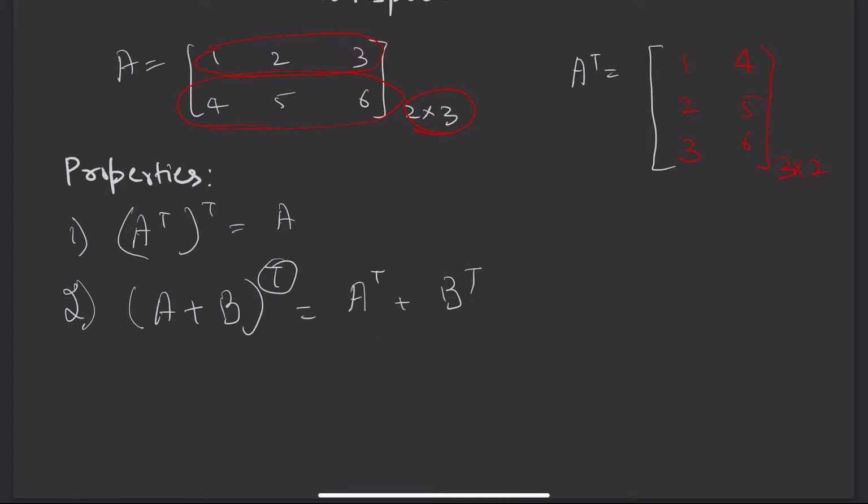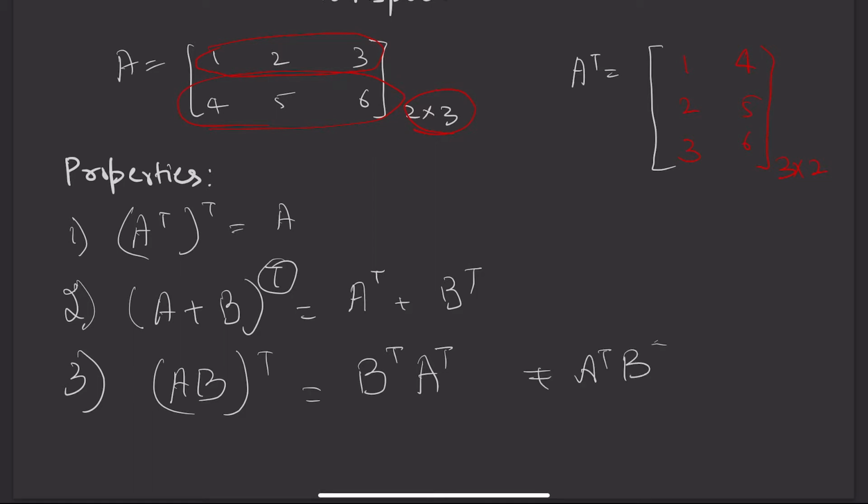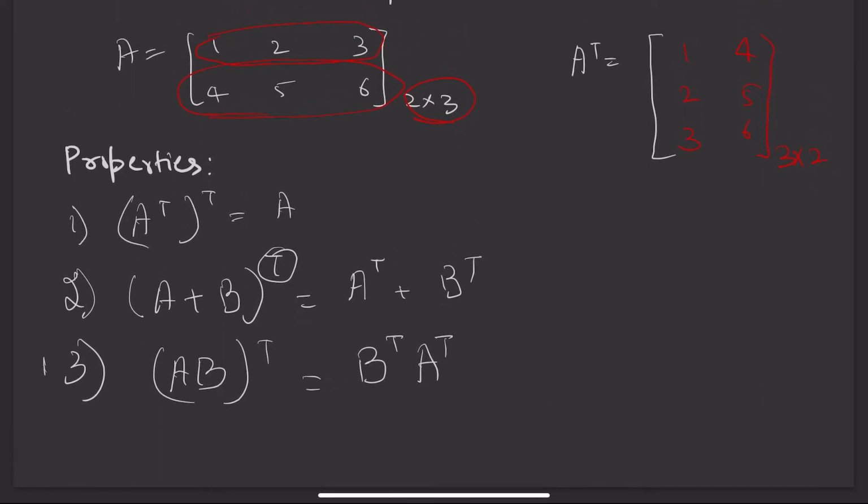So, the third property is applying transpose on A into B. Instead of this, we can also write B transpose first and then A transpose. And we know as in matrix multiplication, this is not equal to A transpose B transpose. This one is an important property. And in this case, it doesn't matter. We know the addition of matrices is commutative. We can write it B transpose, A transpose as well. So it doesn't really matter.